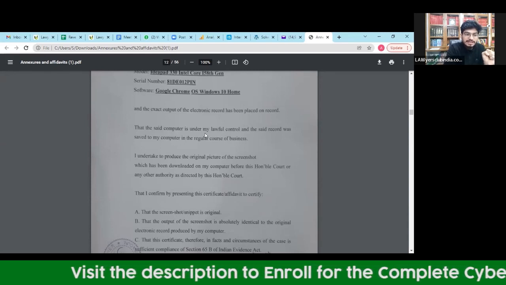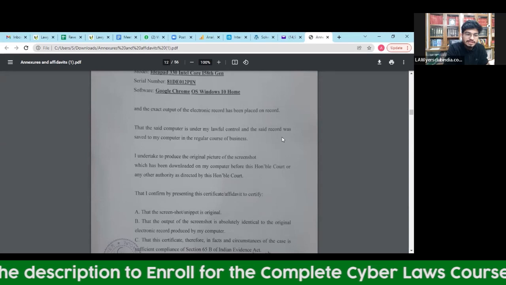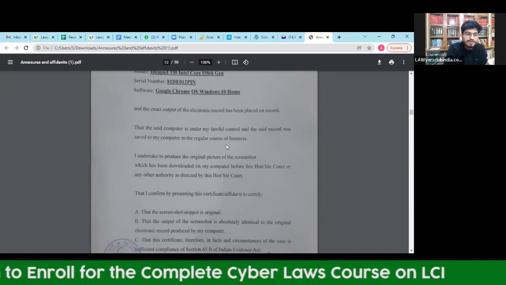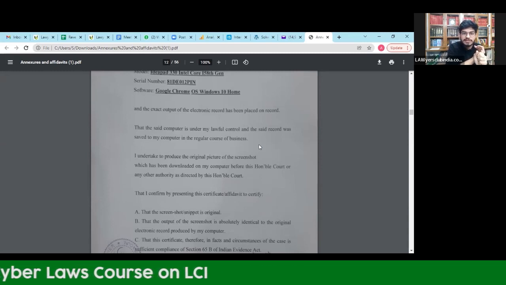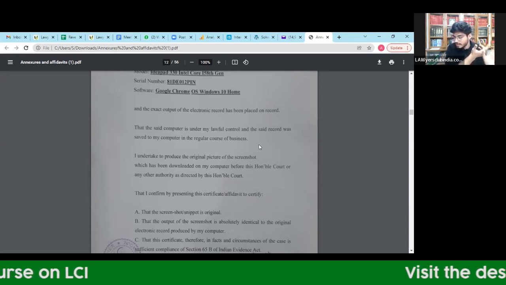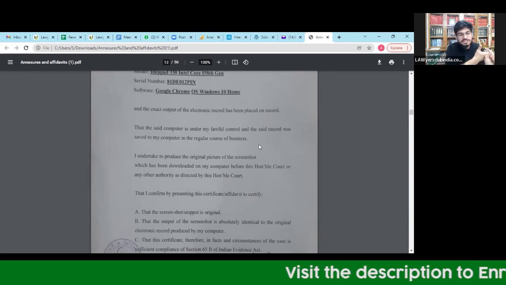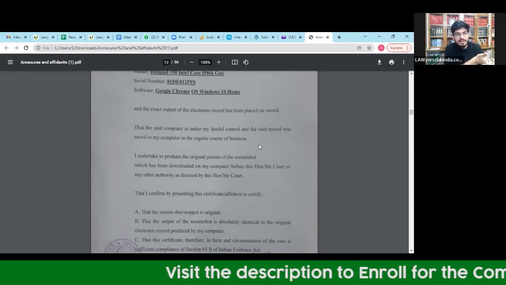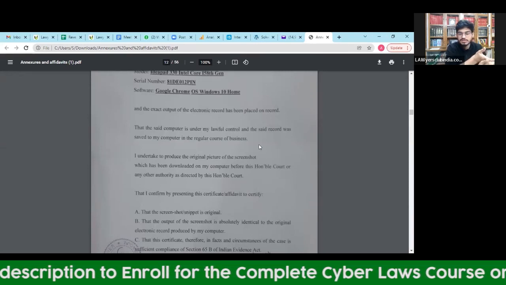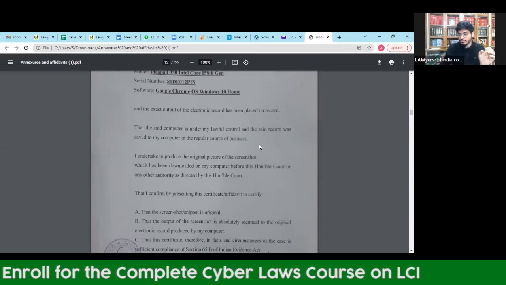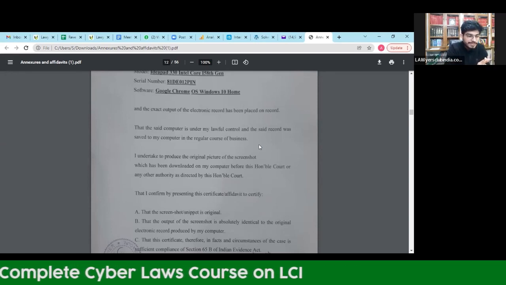Then we come to the said computer is under my lawful control and the said record was saved onto my computer for the regular course of business. So regular course of business we have seen in 65B ka 2. And that it was under my control, 65B ka 2 ka A. And also that you were in the lawful control of it, which was 65B ka 4 ka the later part.